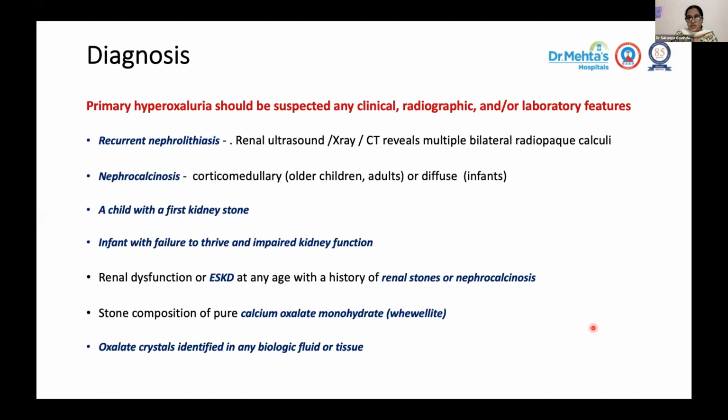or diffuse nephrocalcinosis, which is often seen in infants. A child with a first kidney stone should definitely be evaluated for primary hyperoxaluria. Any infant with failure to thrive along with impaired kidney function. The presence of renal dysfunction or end-stage kidney disease at any age with a history of renal stones or nephrocalcinosis. A stone composition of pure calcium oxalate monohydrate, especially more than 95% of the stone showing calcium oxalate in its monohydrate form, or any oxalate crystals identified in a biological fluid or tissue. All of these situations warrant intense and focused investigation to rule out a diagnosis of hyperoxaluria.